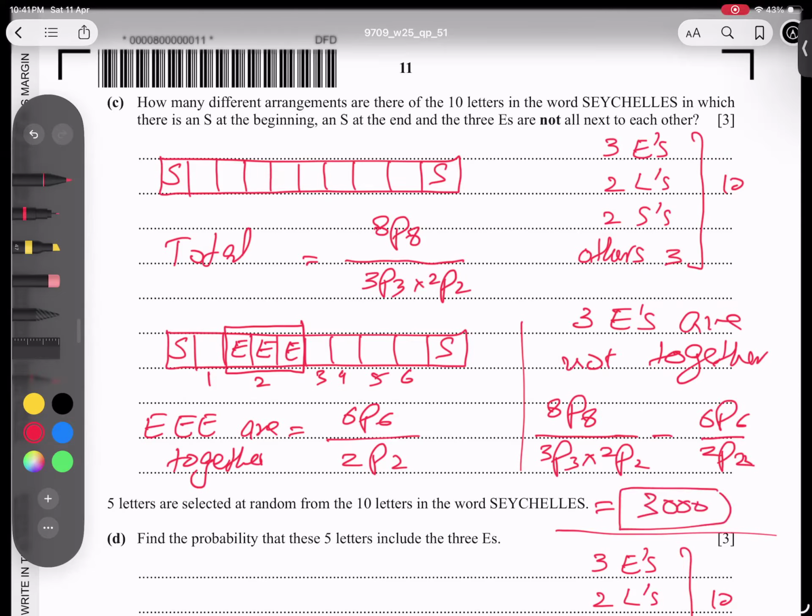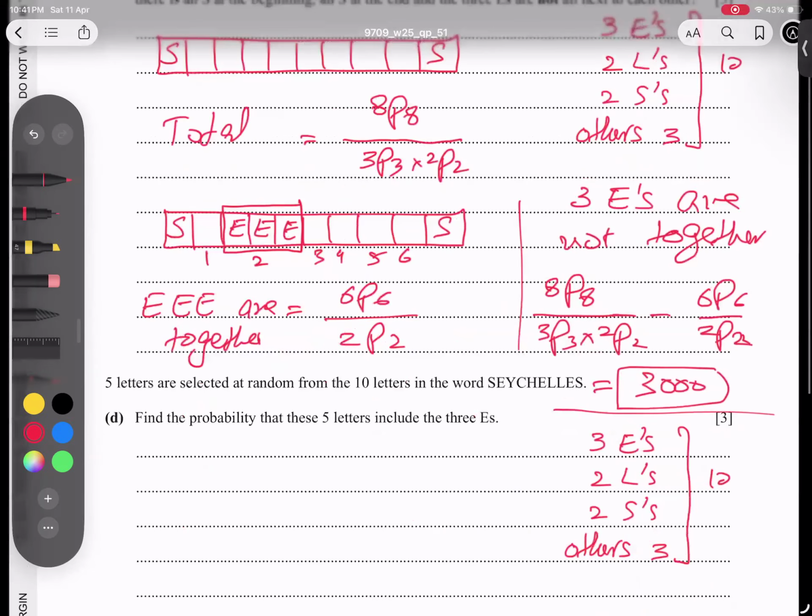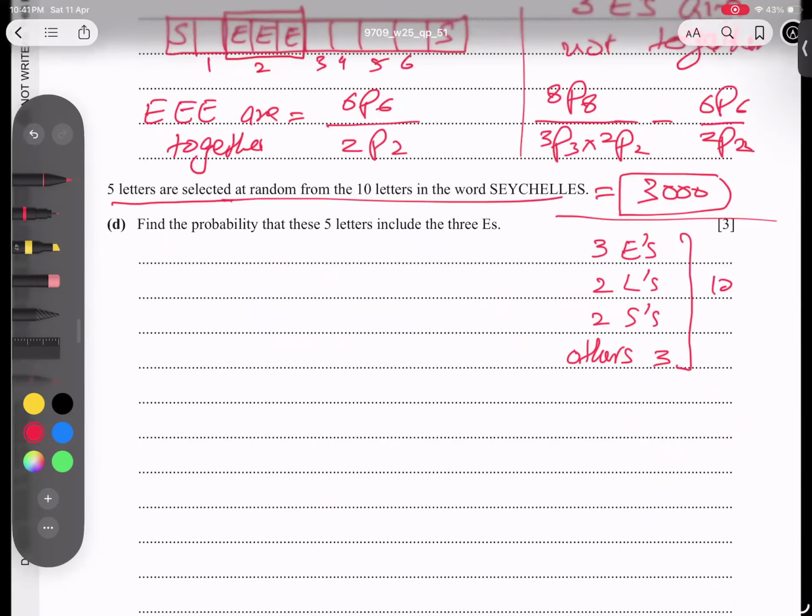And now we're going for the last part. What he's saying in the last part: 5 letters are selected out of 10 letters of seashells. Find the probability that the 5 letters include 3 E's, so 3 E's must be there. So I count 1, 2, 3, 4, 5 positions, because he said 5 letters. And E, E, E are fixed. So E's are gone, and 7 elements are left behind. So 7 elements and 2 places, I can say 7C2.